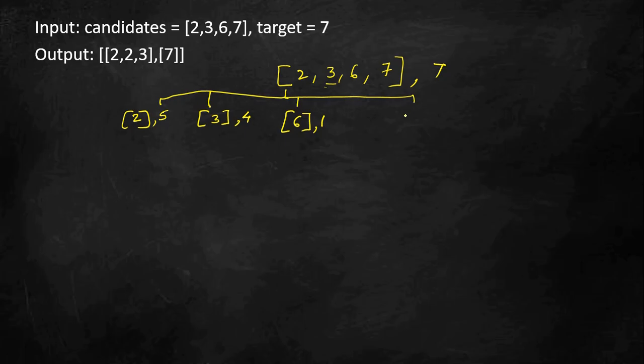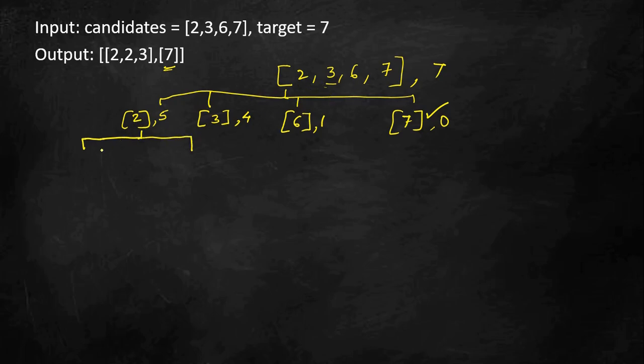And the last option is that I can use 7. If 7 is used, then the target becomes 0. Now if the target becomes 0, that means we can use that list as part of the result. So 7 is a part of the result, and we have included it here. Now again within this we have these 4 options, 2 3 6 7.